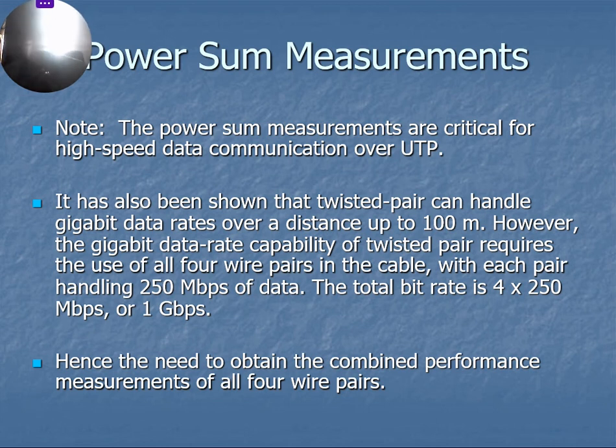However, the gigabit data rate capability of twisted pair requires the use of all four pair wires in the cable, with each pair handling about, let's say if you are talking about 1000 megabit per second, each pair of wire will handle 250 megabit per second of the data. So if you put the four together, 4 times 250 will give us the 1000 megabit per second, which is equivalent to 1 gigabit per second.